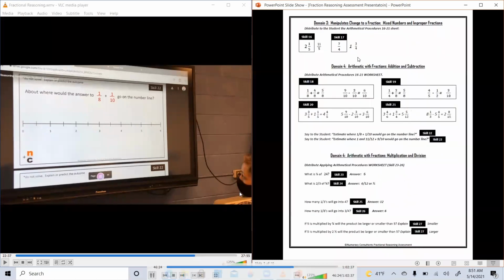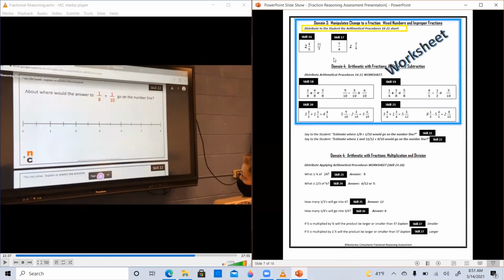type question. Okay. Now the next part, so when you get to skill 16, 17, and I'm going to show you this, where it says skill 16 and 17 and 18, 19, 20, 21, this is a separate worksheet where this is a measurement of procedures, okay? So you don't administer this part where you're asking them the questions. You just give them the worksheet and you have them go through and solve the problems, okay? So 16 through 21 is done in a worksheet where you don't do anything, you just give it to them.